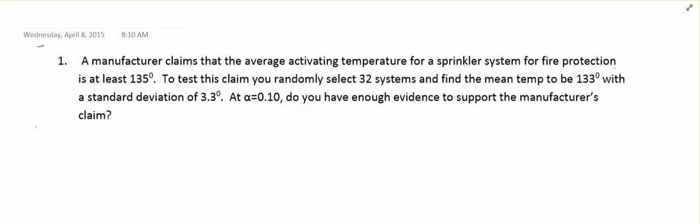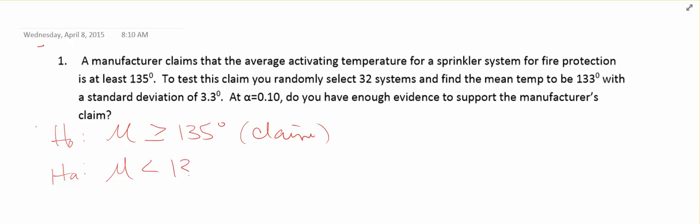But let's look at this very first one. I have a manufacturer that claims that the average activating temperature for a sprinkler system for fire protection is at least 135 degrees. So as I read it, I start writing down things that I find. And at least is an average that's greater than or equal to 135 degrees. So we know that's the null. It's also the claim. So it's not going to give you the other one, but you can find it because it's the complementary event. So there's your Ha.